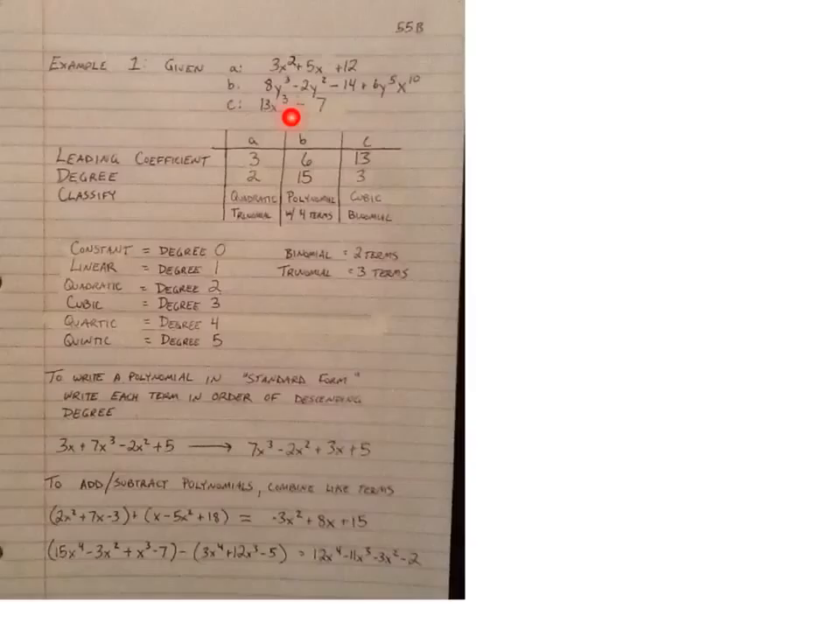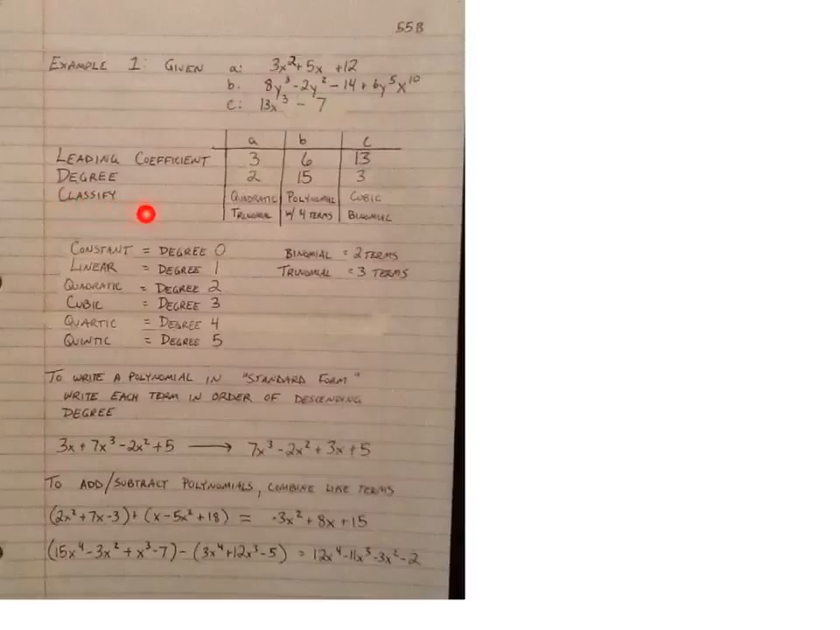The degree of these polynomials, in the first case, a is a second degree expression, b is a 15th degree expression, and c is a third degree expression because we have x to the third.